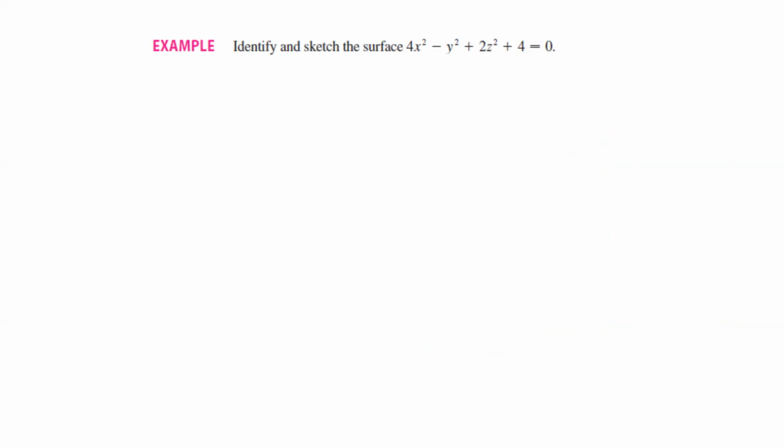Okay, let's practice this with the help of examples. So we have this example: 4x square minus y square plus 2z square plus 4 is equal to 0. In order to identify it, it has all squared terms, x square, y square, z square. There is no single variable term, and it has a constant term as well. So it should be an ellipsoid, or it can be a hyperboloid of one sheet, or a hyperboloid of two sheets. So let's see what this is.